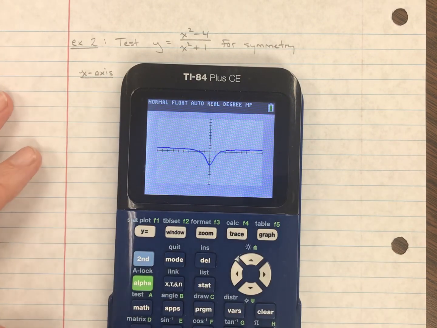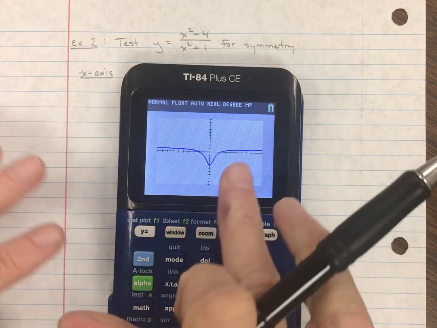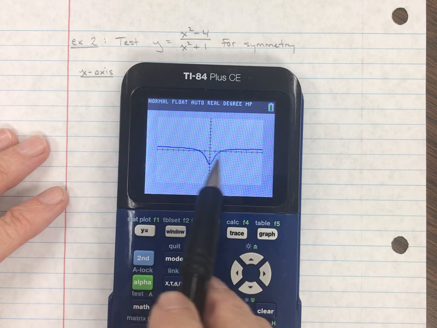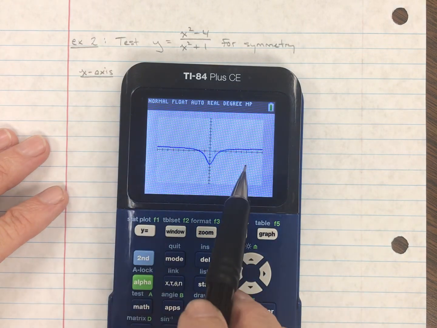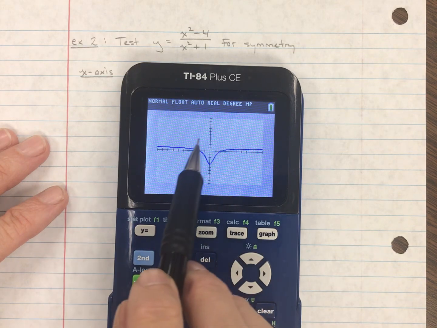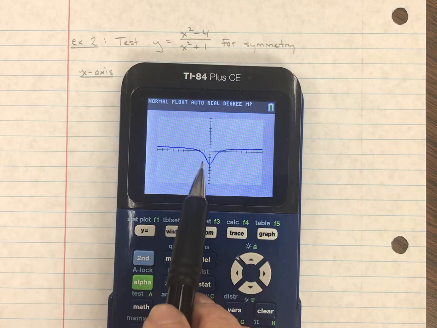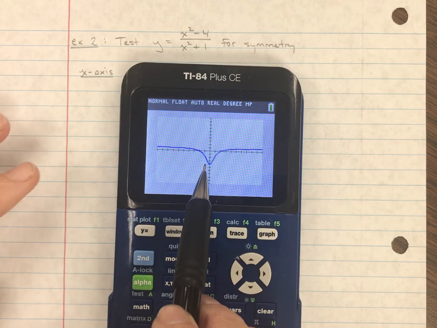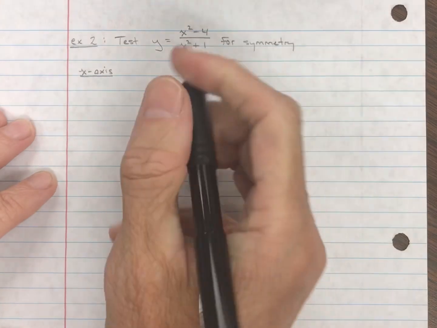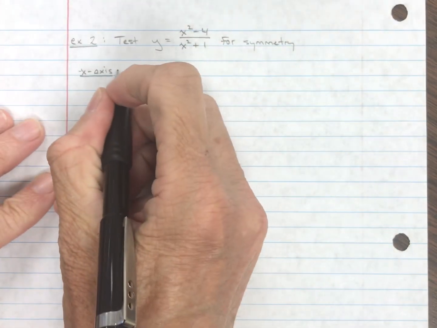And clearly, if I put a pin in the origin and I rotate it, it's going to require a full 360-degree rotation to get back. The only way this point's going to come back to here is going all the way around a full circle. So I would suggest it is not symmetrical with respect to the origin. Let's see mathematically, and we'll do this a little more quickly.